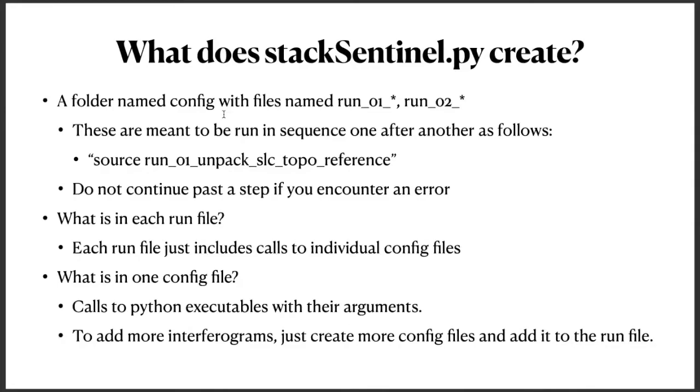Each run file has a number of calls to config files, and one config file is one processing step. It basically says run this Python program with these arguments. For example, once you've done your stack processing and you realize you want to do more interferograms, you don't need to go to the very first step and rerun the entire stack. You just add more config files for your interferograms and run that at that stage. So that's essentially stackSentinel.py in a nutshell.